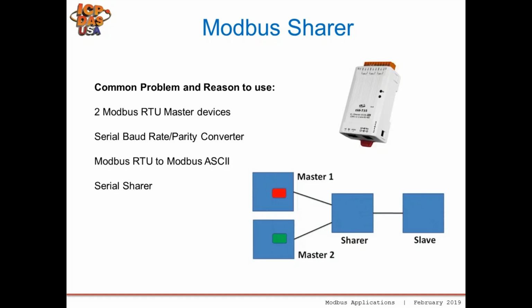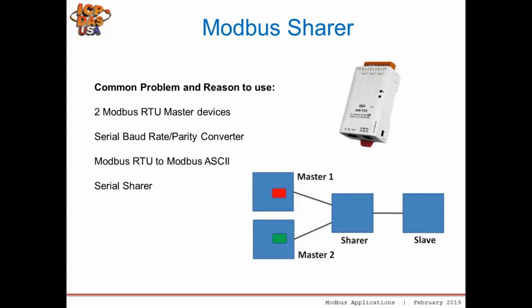What this module will do is buffer the second command that comes through until the first command is either completed or timed out. And then it will send the second command to the slave devices along the RS-485 bus. You also have the ability to use different baud rates and different parity along each RS-485 bus. And you can do Modbus RTU to Modbus ASCII conversion as well.